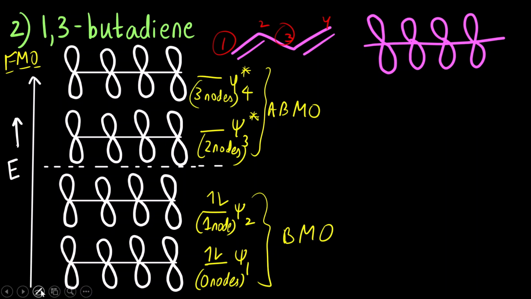Now how do you fill the phases? So if this is plus, this will be minus. Here there are 0 nodes, so all will be the same phase.